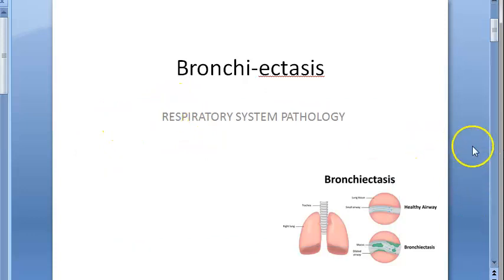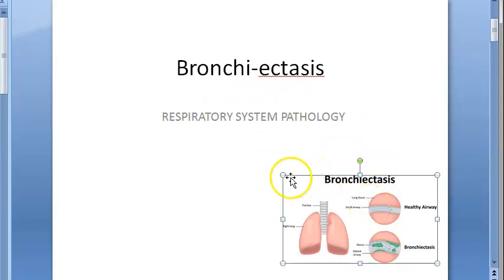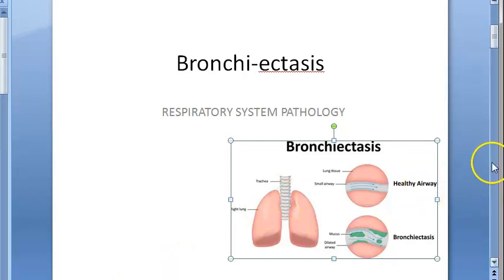Let's take a recap now. Bronchiectasis is a respiratory system pathology. Mainly here the bronchi and the bronchioles are going to be dilated. It is not going deep down to the alveolar sac. We are talking about the bronchi and the bronchioles. So basically the bronchi and bronchioles are dilated and they are filled with mucus or mucopus.